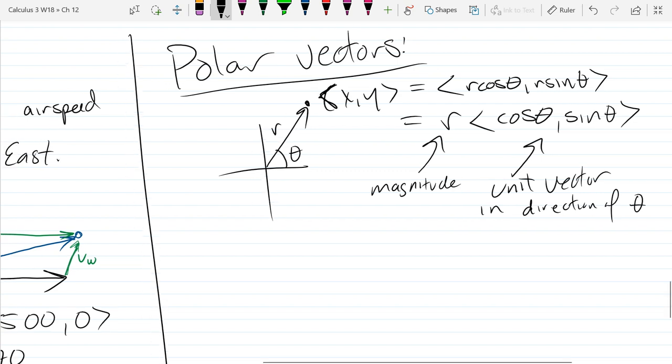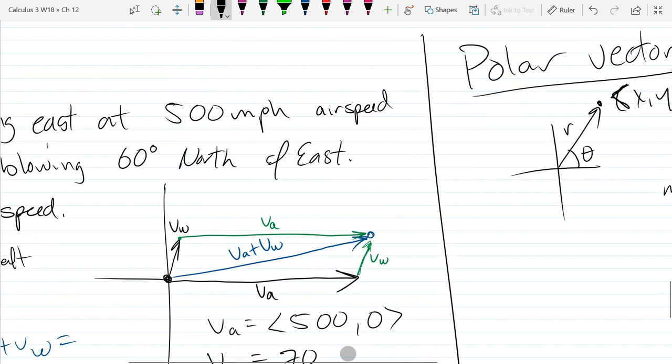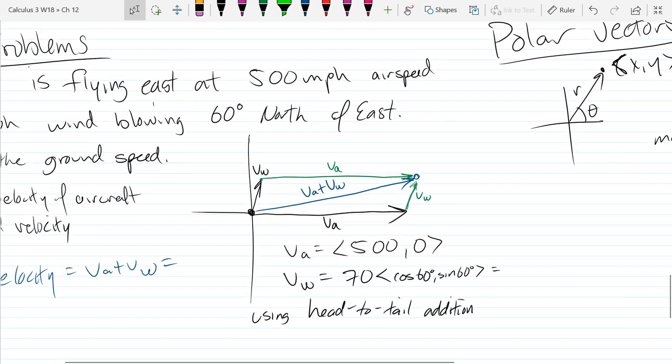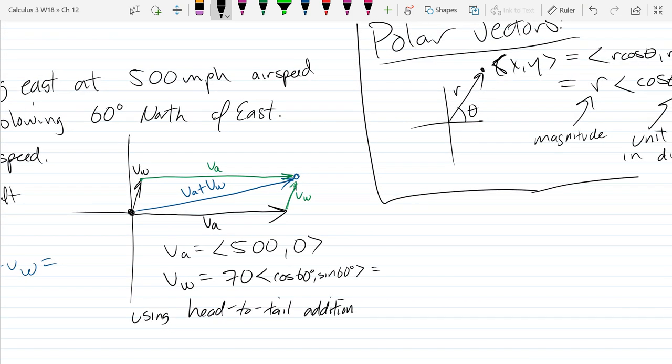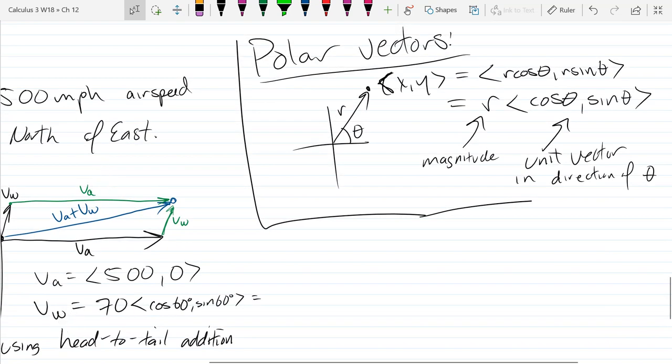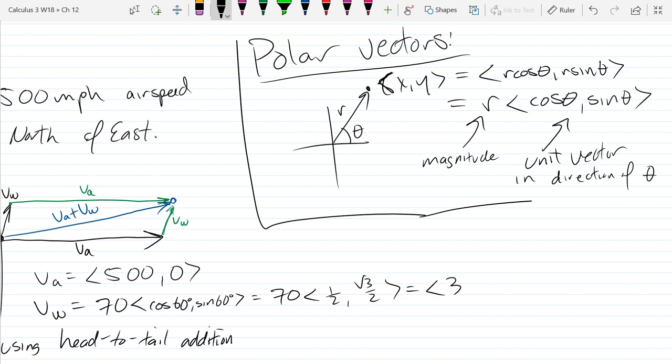So we're going to use that idea for VW. Our length or magnitude is 70, and then we have cos 60, sine 60. And we should go ahead and figure out what this actually is. Don't forget your cosine sine values. Cos is 1/2, and sine is square root 3 over 2. Distribute, and we get 35 and 35 square root 3.